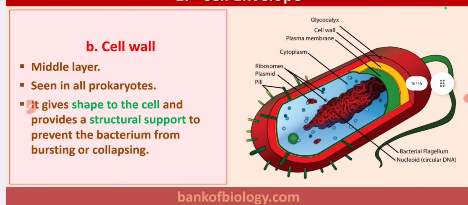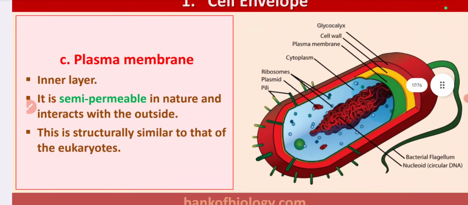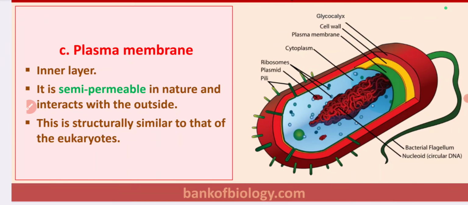Cell wall, the middle layer. Seen in all prokaryotes, it gives shape to the cell and provides structural support to prevent the bacterium from bursting or collapsing. You can see that in the diagram. Next, third is the plasma membrane. It is the inner layer. It is semi-permeable in nature and interacts with the outside. It is structurally similar to that of the eukaryotes.